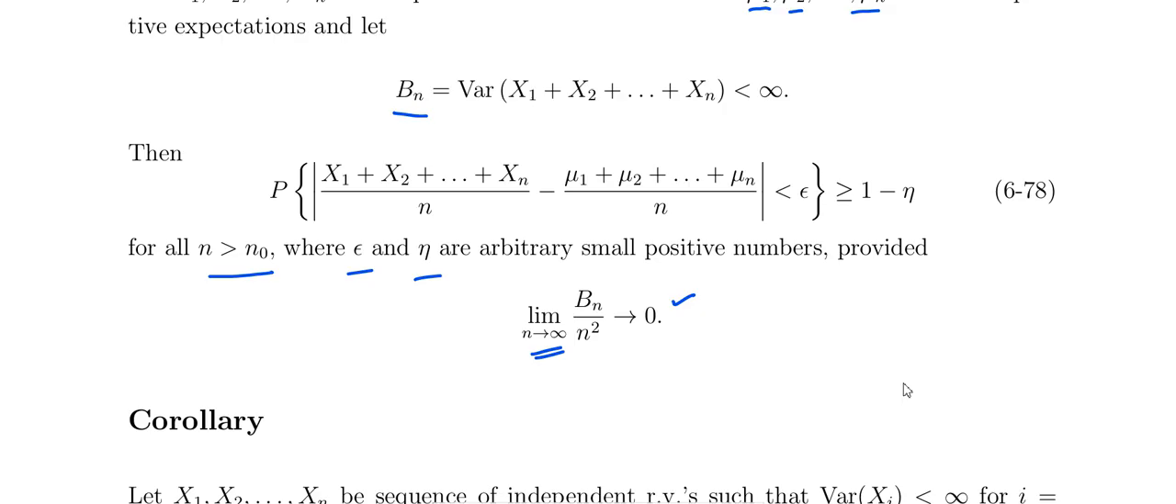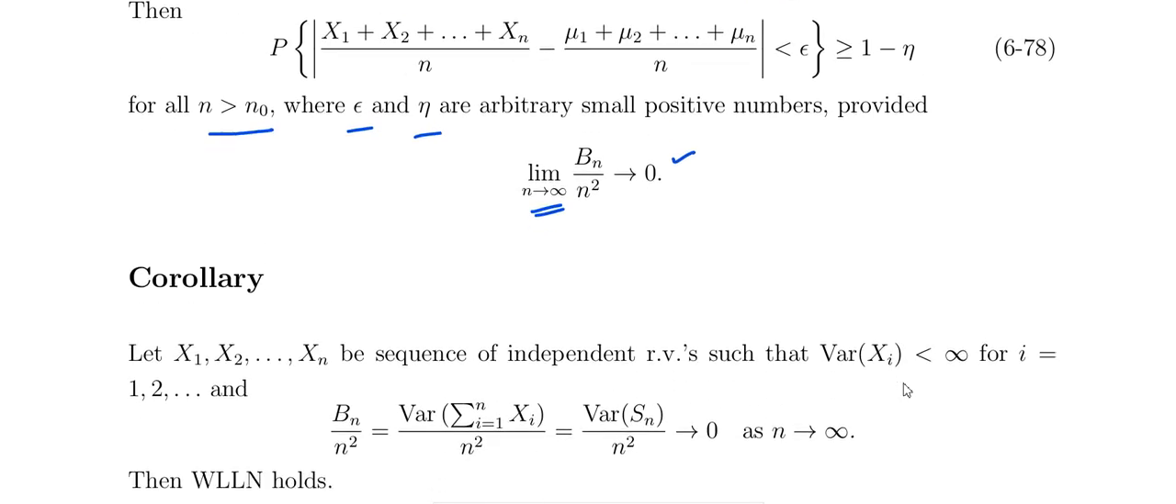And then the limit of bn by n square converges to 0 as n tends to infinity. Okay, bn is the variance of x1 plus x2 plus up to xn. So that is the weak law, the WLL, the weak law of large numbers.